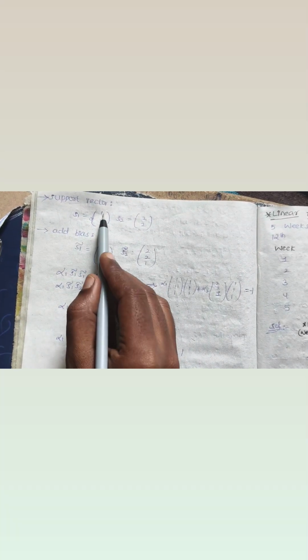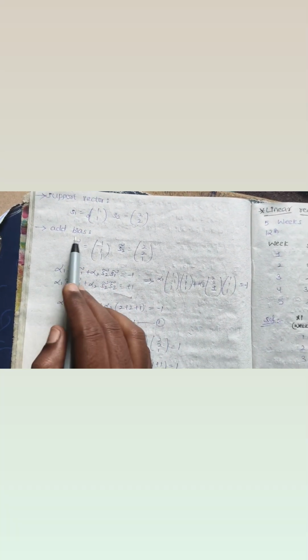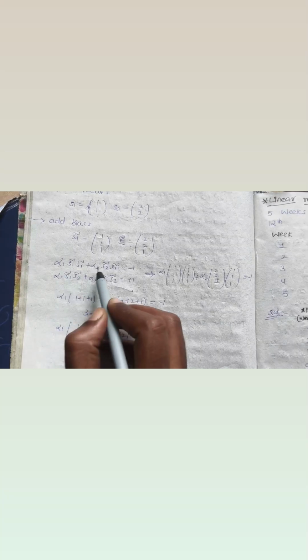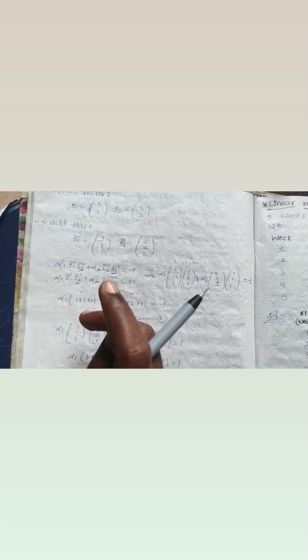Now we have to find it the same way as the linear example. First we have to find the support vectors. S1 is equal to (1, 1), S2 is equal to (2, 2). The second step is to add bias: S1 bar is equal to (1, 1, 1), S2 bar is equal to (2, 2, 1). In a similar way, alpha 1, alpha 2, where S1 bar is common, then S2 bar is common. We have to find the two equations using S1 bar and S2 bar. By substituting the values, we will get the equations. By solving them, we get alpha 1 is equal to -7 and alpha 2 is equal to -4.